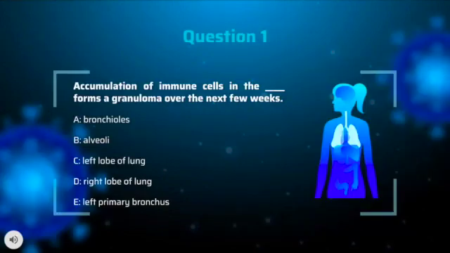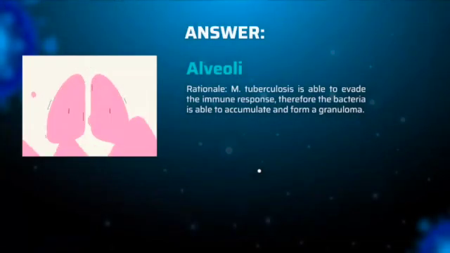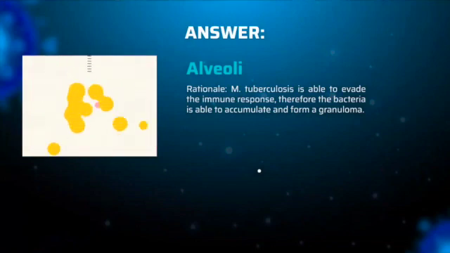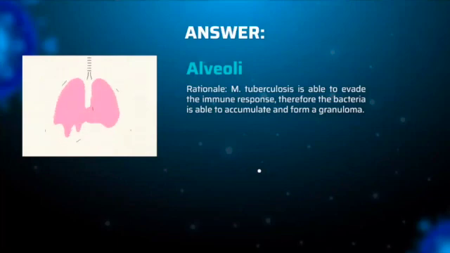Accumulation of immune cells in the blank forms a granuloma over the next few weeks. A. Bronchioles. B. Alveoli. C. Left lobe of the lung. D. Right lobe of the lung. E. Left primary bronchus. The answer is alveoli, because the bacteria are able to accumulate and form a granuloma.